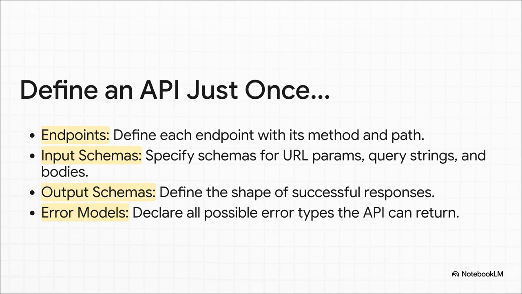It means you are describing the whole shebang, not just the endpoint path, but the exact shape of the inputs, URL params, request bodies, you name it. You define the precise structure of a successful response. You even declare every single possible error that this endpoint could return. You're basically writing the constitution for your API before it's even born.